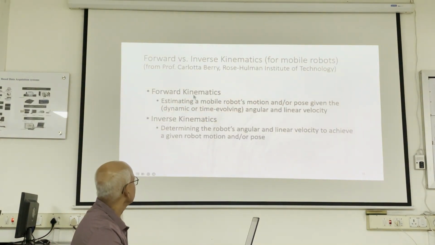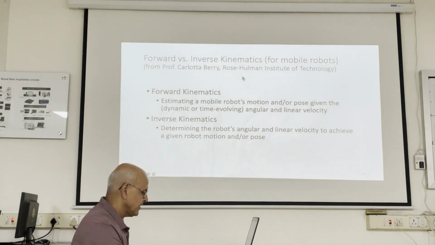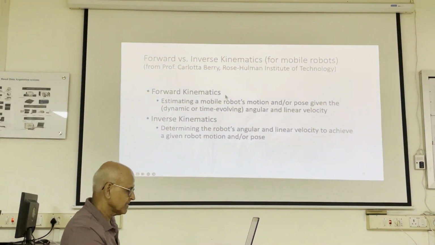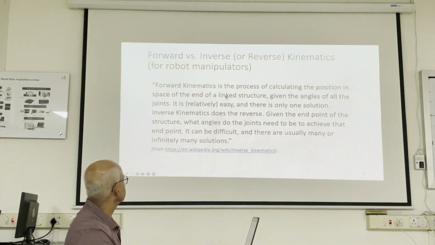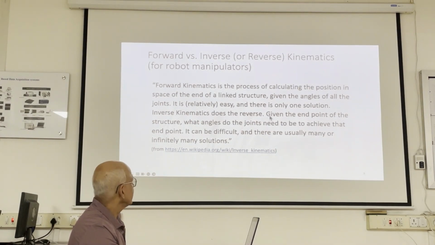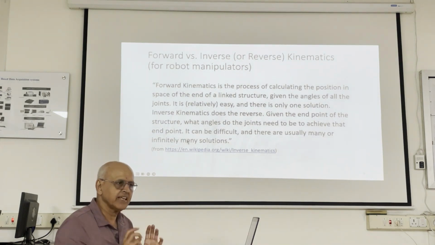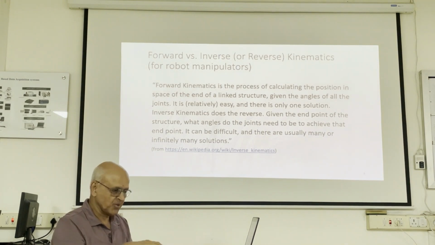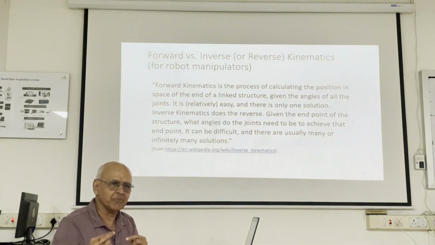So this is for mobile robots. So that definition was for manipulators. This is for mobile robots, the same thing. Did we go through the opposite? No, we did not. So inverse kinematics does the reverse. Given the endpoint of the structure, what angles do the joints need to be to achieve that endpoint? You can do it in an optimal manner. So there are many possibilities, right? So what are the angles in time?